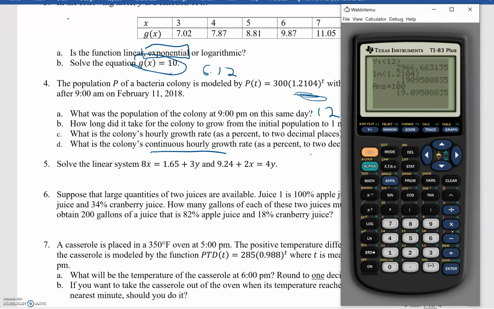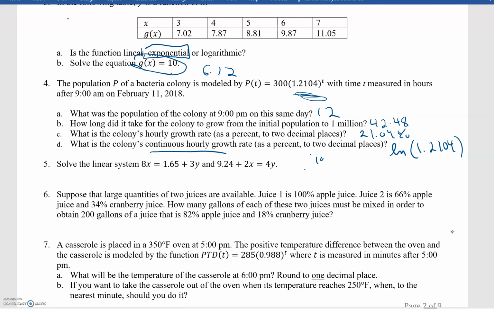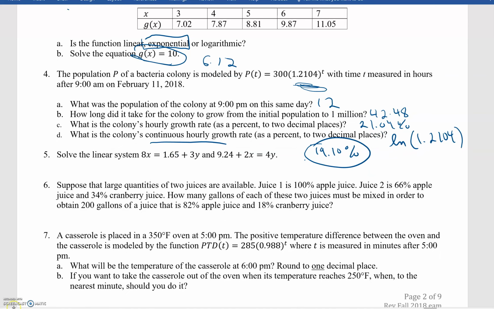So 19.10. So we're moving along now to number 5.